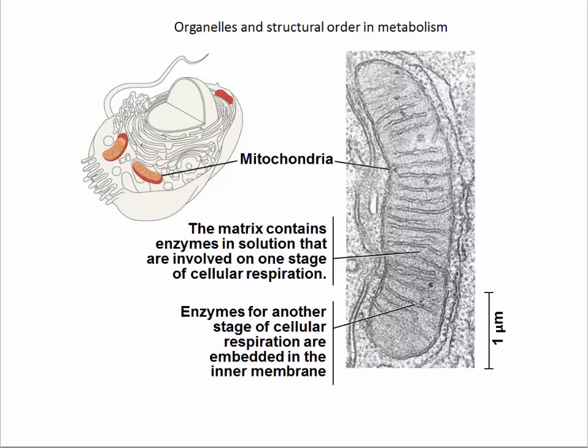What you see is it's like the cigar-shaped organelle with a lot of walls inside, and the matrix has enzymes in solution that are involved in one stage of cellular respiration. And then the enzymes for another stage of cellular respiration are actually embedded inside those little thin lines, those walls of the inner membrane. So that is how order is brought to metabolism inside a cell.